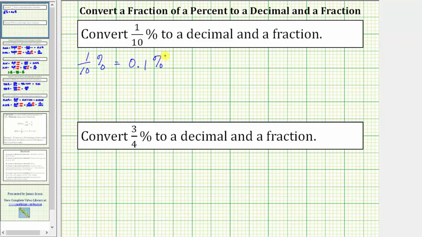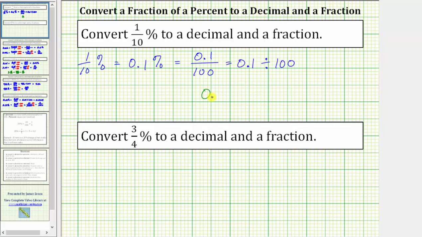And now from here, because a percent is a number compared to 100, we can write this as a fraction. This is equal to 0.1 over 100. To convert to a decimal, we need to recognize this fraction bar means division. This is equal to 0.1 divided by 100. And now the shortcut for dividing by 100 is to move the decimal point to the left two places.